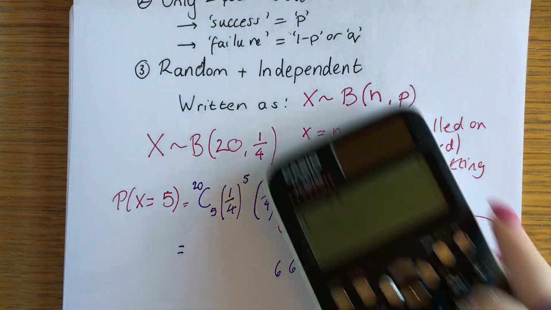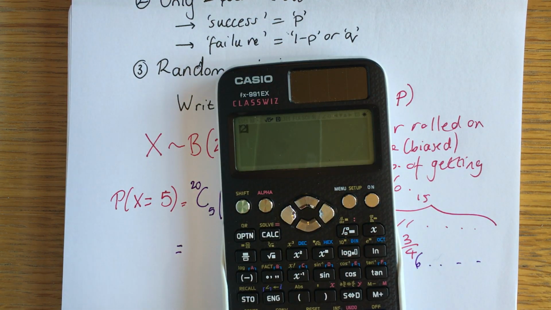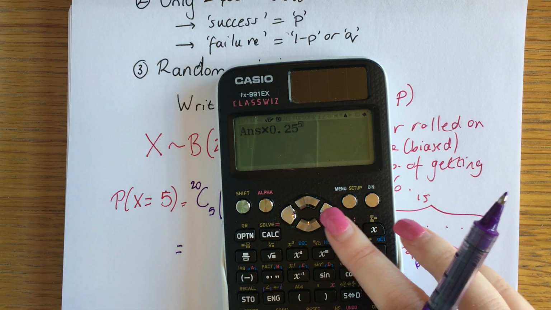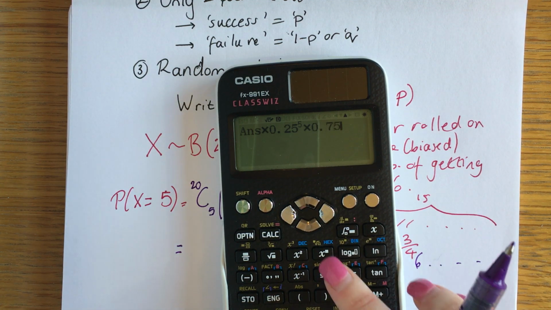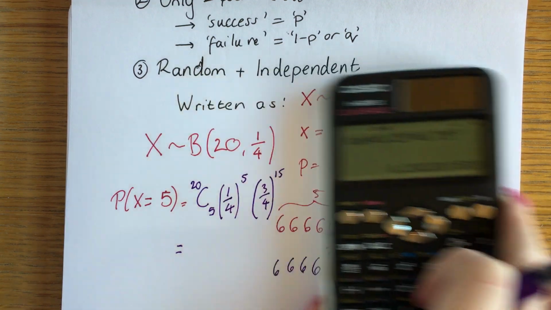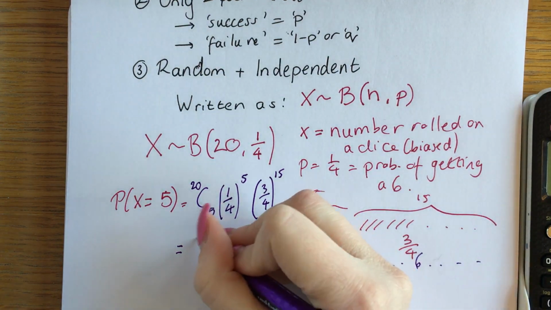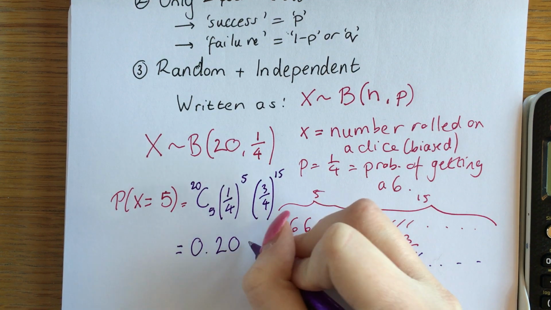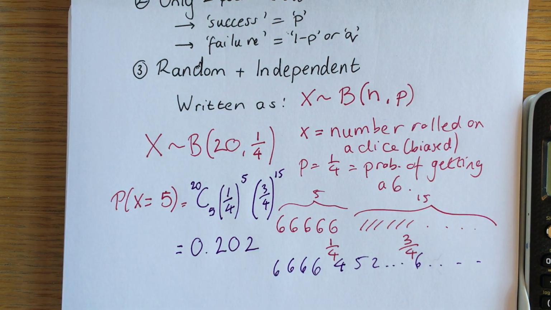combinations. If I were to do that on my calculator, 20 choose 5, which out of interest is 15,504. So that's why you're not going to be expected to write out all these different combinations. Multiplied by 1/4 to the power of 5 and by 3/4 to the power of 15. So to 3 significant figures, the probability of that is 0.202.